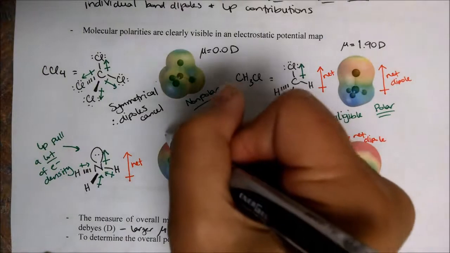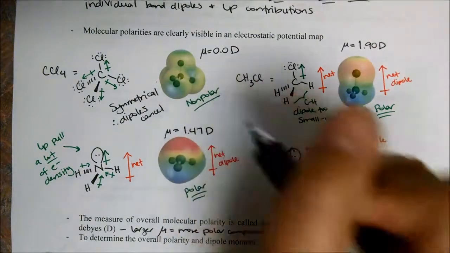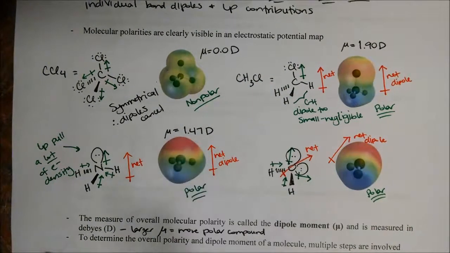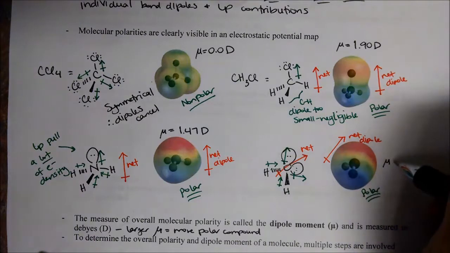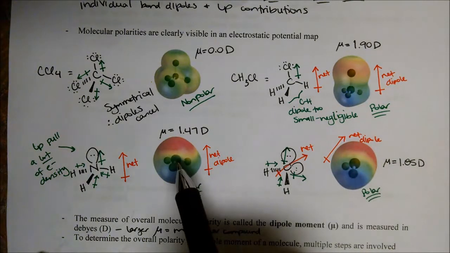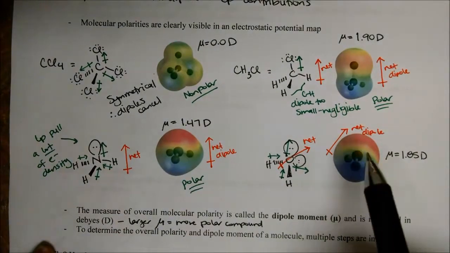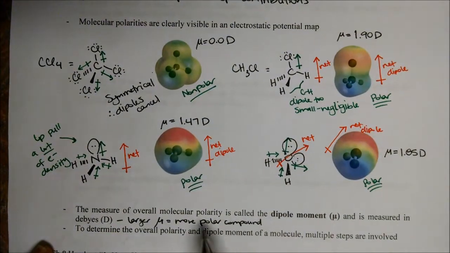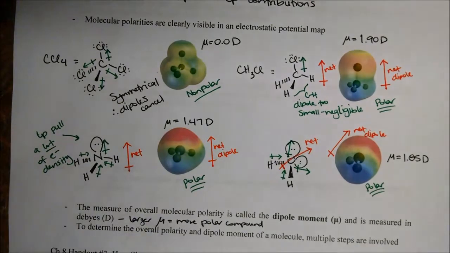Ammonia has a mu of 1.47 Debye. Again, it's definitely polar, with the electron density being pulled towards that lone pair. And same with water. Water has a mu of 1.85 Debye. It's a little bit more than nitrogen because we've got two lone pairs. So we can actually measure the magnitude of the polarity of the molecule, and it's given in Debye and called the dipole moment.